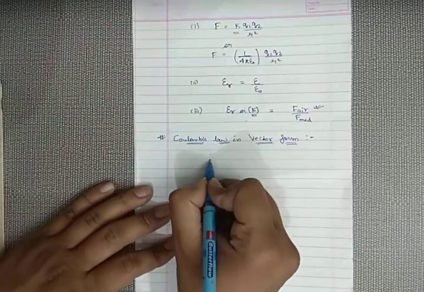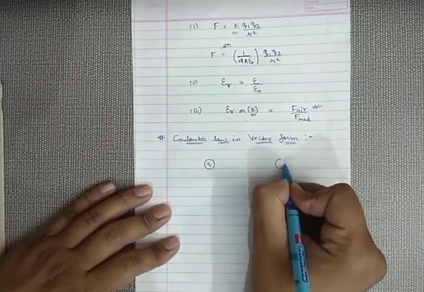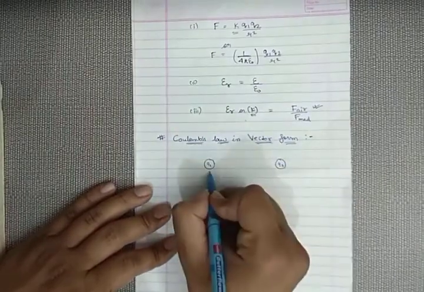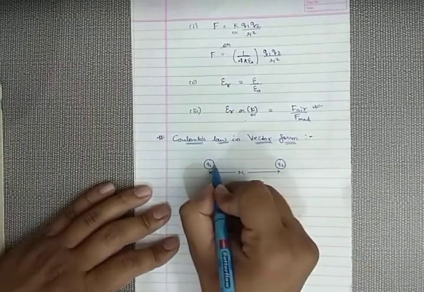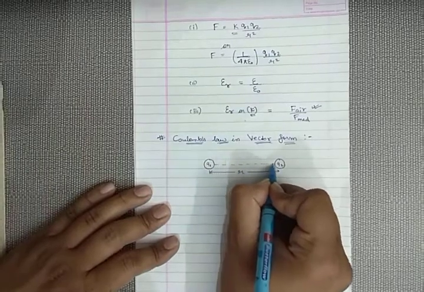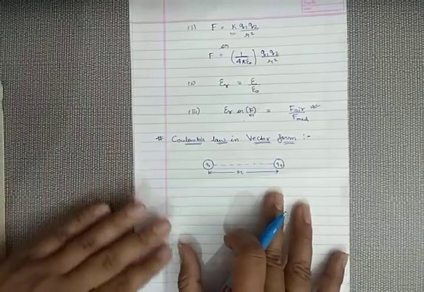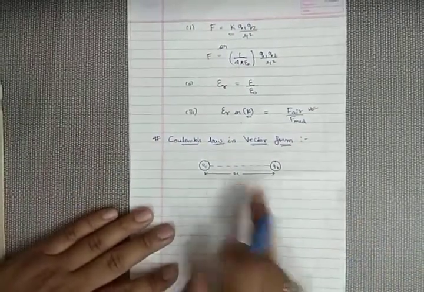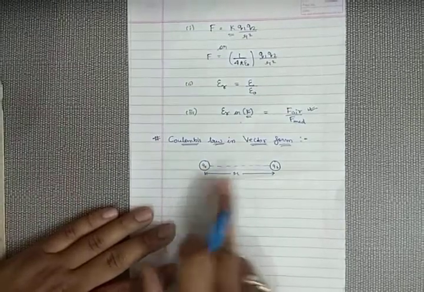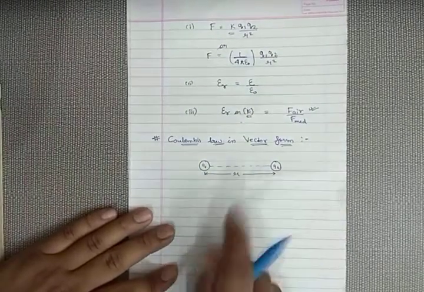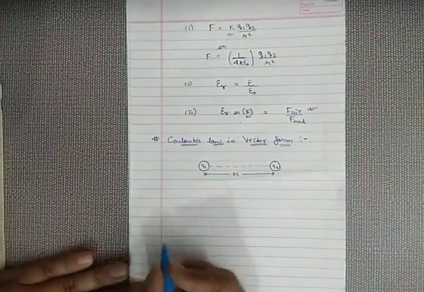So let's consider two charges Q1 and Q2 separated by distance r. As we know, if they are of the same kind, meaning both are positive or both negative, there will be a force of repulsion between them. Q1 will repel charge Q2 and Q2 will repel charge Q1. So we'll study one by one.